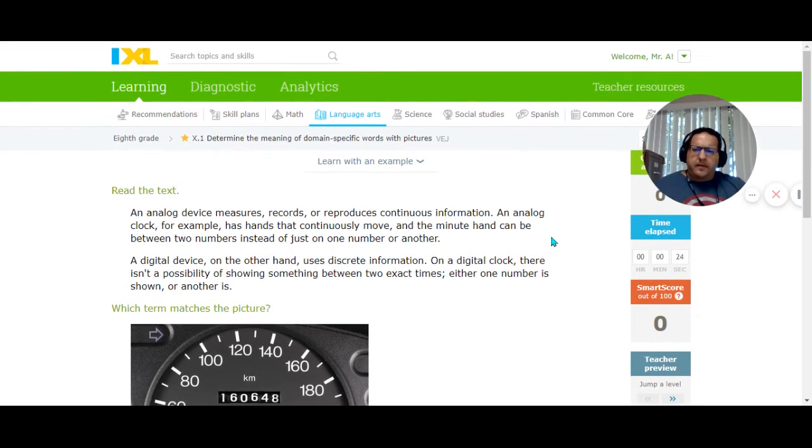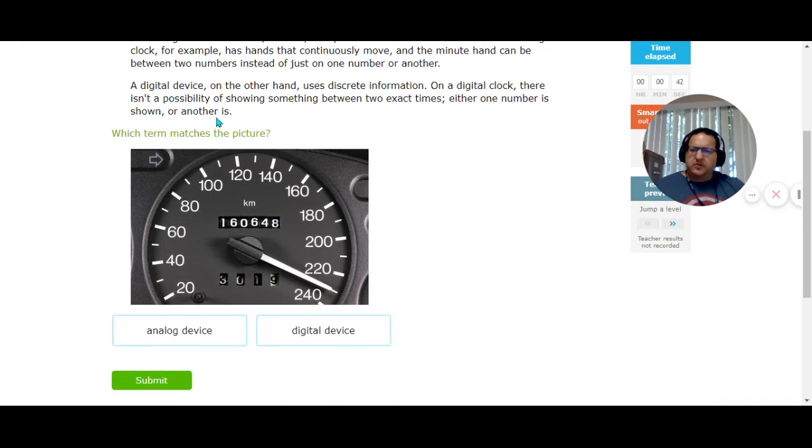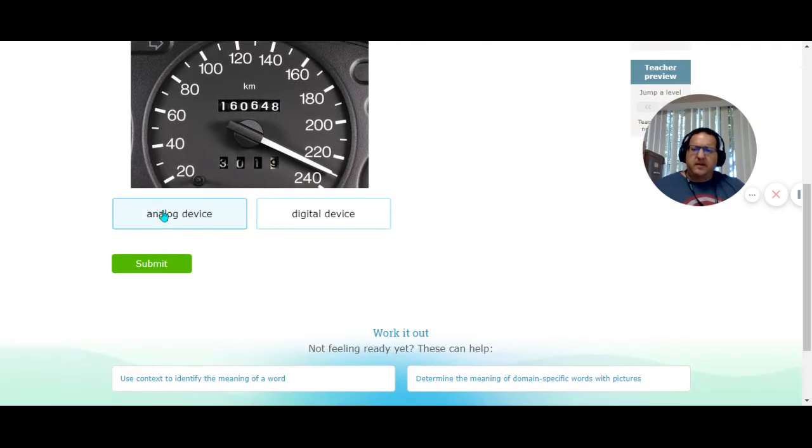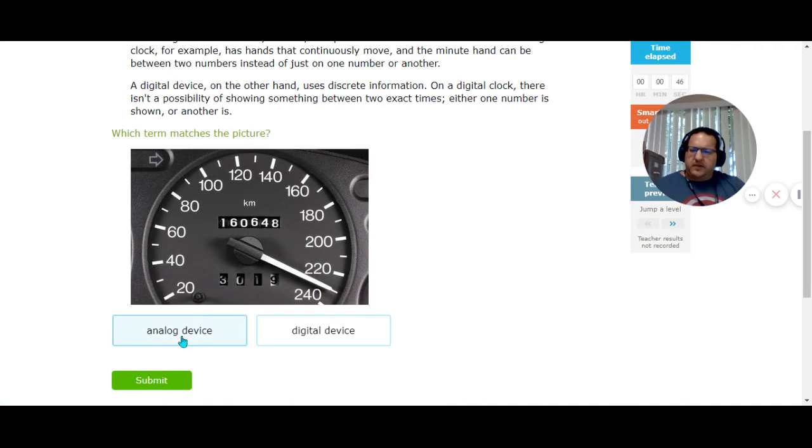Hey there, everyone. I'm going to try to give an example of a few different of these types of questions: determine the meaning of domain-specific words with pictures. So there are three different sections to these. Read the text, which term matches the picture. So essentially you get the text, the picture, and then potential answers. So the answers would be the third section here.